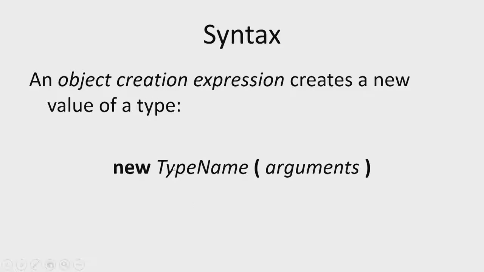The syntax is just like a method call. It's got a type name. Unlike a method call, it doesn't have a dot and then the name of the method. Also, unlike a method call, it has the word new before it. This kind of makes some sense. We're making a new thing. Like a method call, it has a list of arguments that are inside parentheses.